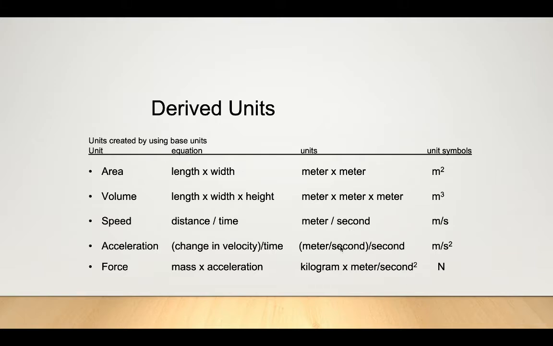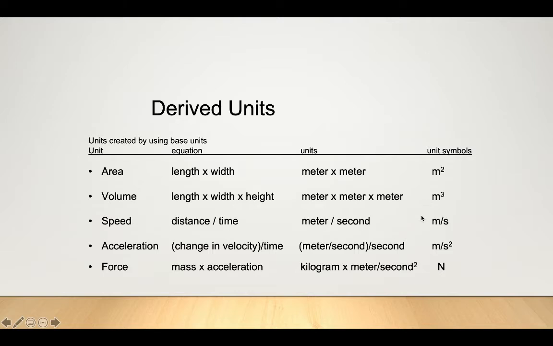Now, those are our base units. We also have derived units, so units that come from using these units. So like the simplest form we could say is area. If I take a length times a width, well, that's a meter times a meter. That's meter squared. This is a derived unit, right? I'm getting this from something else.